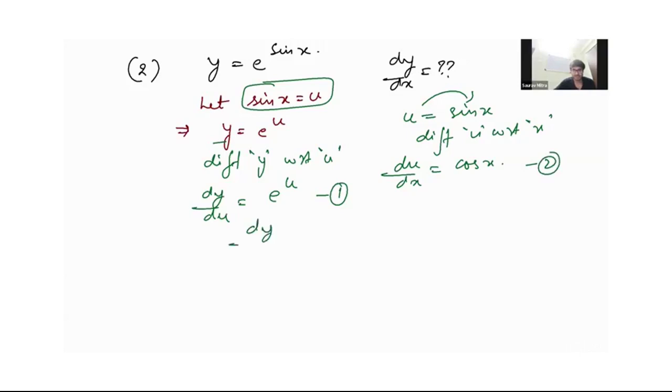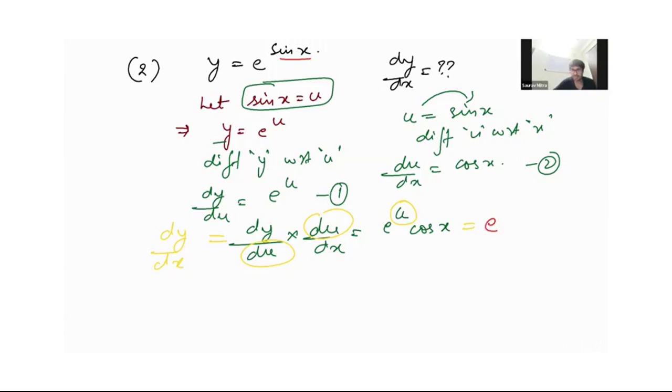Now we will multiply both of the equations. It will be dy by du into du by dx, and you will have e to the power u cos x. Now you will notice that du is coming again, we cannot cancel it, but we will get our answer dy by dx as e to the power u cos x. We cannot give our answer in u form because in the question the value is given in terms of x, so we will end our answer also in terms of x.